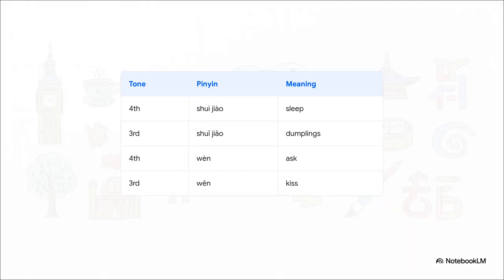And this phonetic foundation is exactly why spoken Chinese can be a bit of a minefield for native English speakers. We use our intonation to show emotion or to ask a question, right? But in Chinese, intonation, the specific tone, dictates the strict dictionary meaning of the word itself. So if you mix up your tones, you could accidentally ask a stranger for a kiss instead of just asking a simple question. Or, you might announce you're going to sleep when what you really want is a plate of dumplings. The stakes are real.